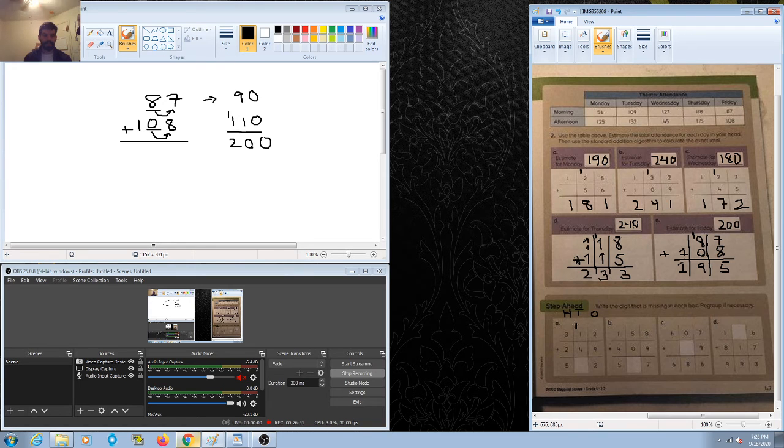Now we can add it to solve for what this box should be. So 1 plus 1 is 2, plus 4 is 6. And our answer is 562, which is indeed what 313 plus 249 is. Okay? And so now you kind of get the idea.